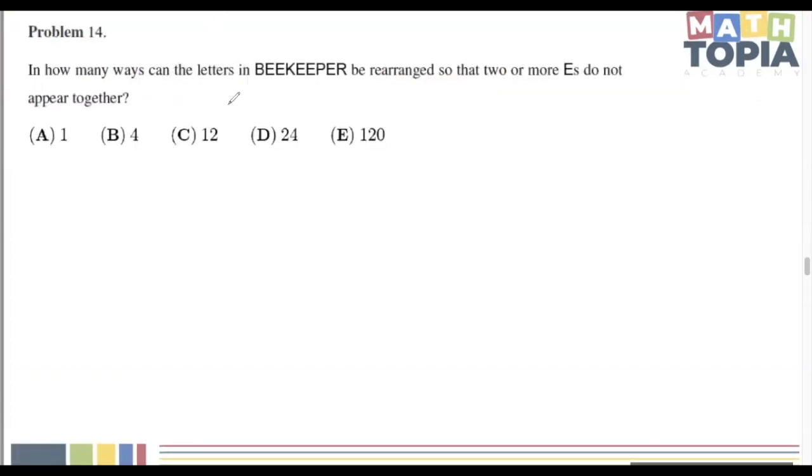So how many ways can the letters in Beekeeper be arranged so that 2 or more E's do not appear together? Well, if we want to keep all the E's from touching each other, we have to have gaps in between them, and we have to put something in each of these gaps. So we have to have at least one letter in each of these 4 gaps. But we only have 4 other letters to begin with. So you take these 4, put them into these 4 spaces. There's no other way to do it.